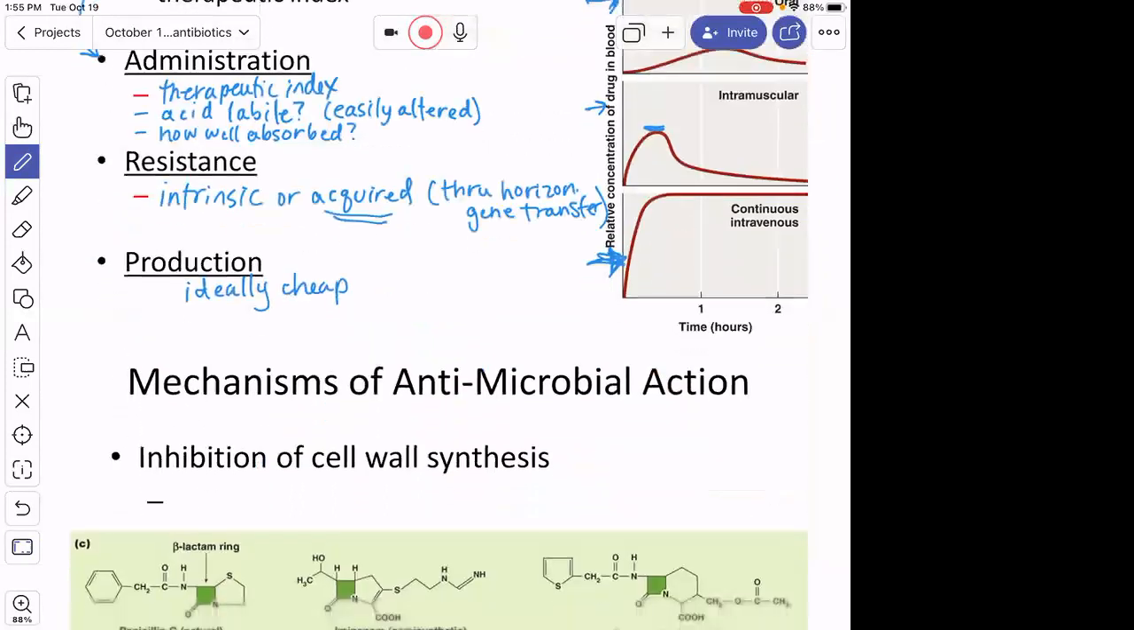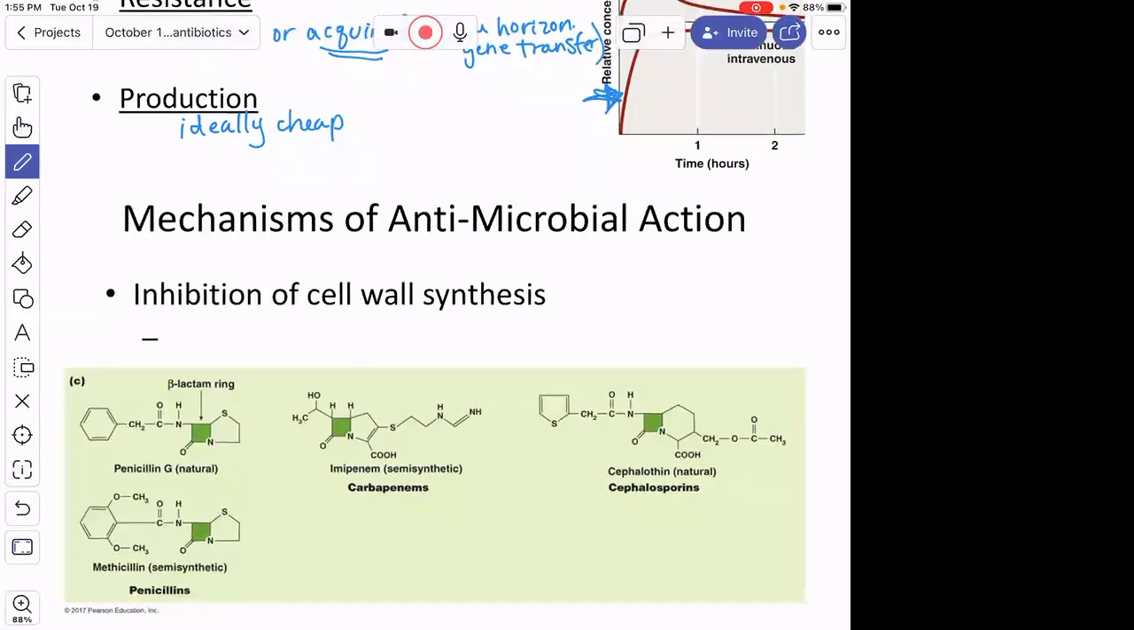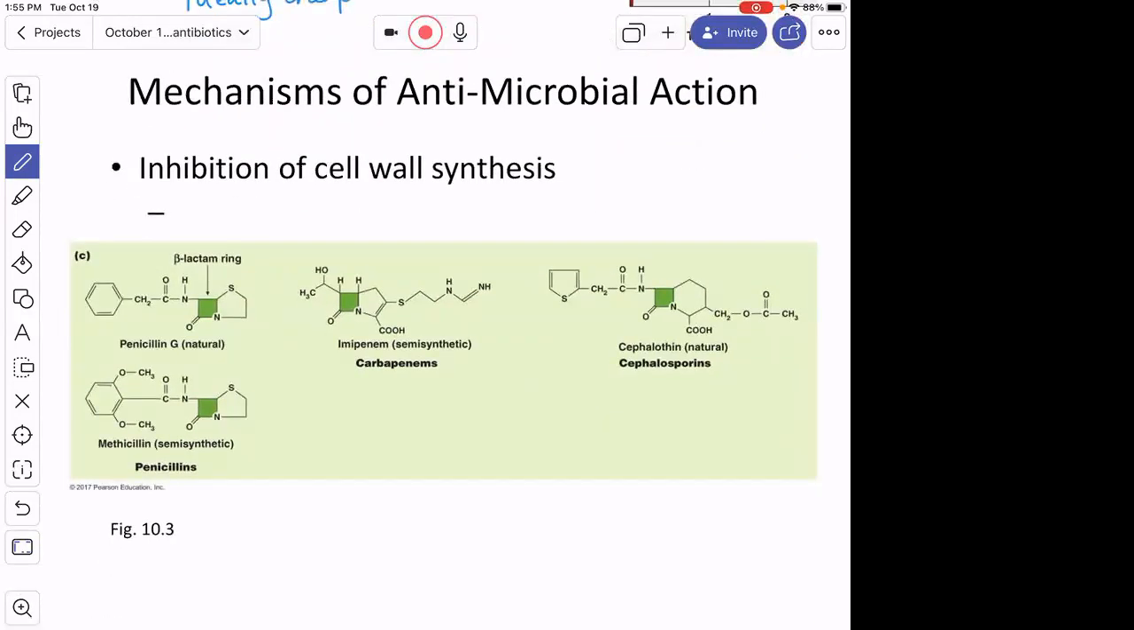Okay, so our first big group of drugs that I want to talk about are ones that inhibit cell wall synthesis. And they're a huge group of drugs called the beta lactams. Okay, so this includes penicillins, a group called the carbapenems, which we're not going to really talk about anymore, but you may have heard of those. The cephalosporins, those are drugs that are in wide use.